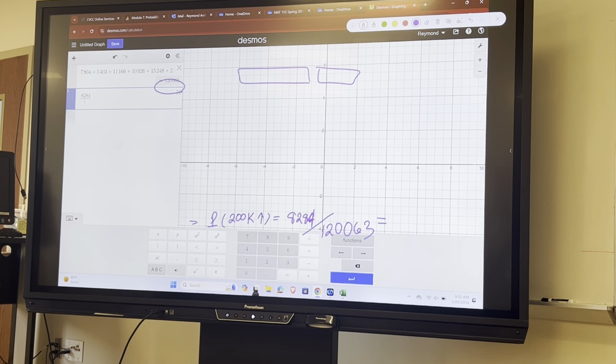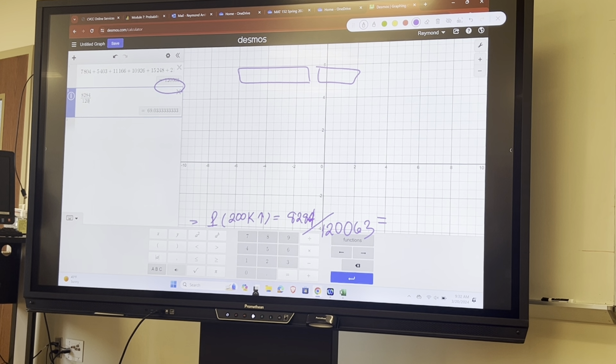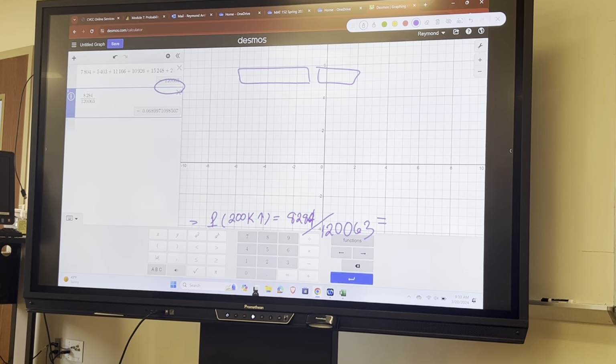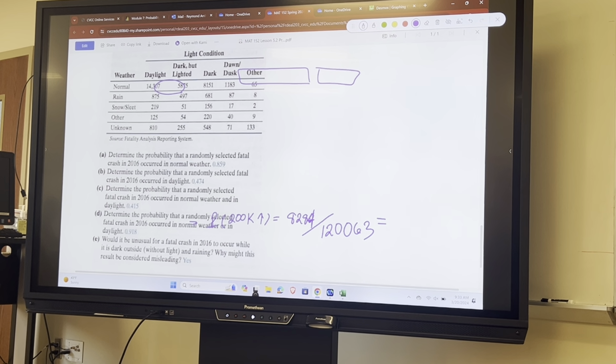8284 divided by 120,063. And I got how much? 0.069. Alright, so that's 0.069 in 3 decimal places. That's the probability, right? 0.069. Let's maybe put that one here.